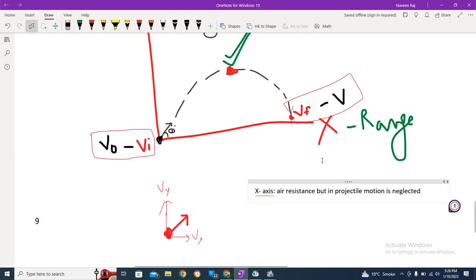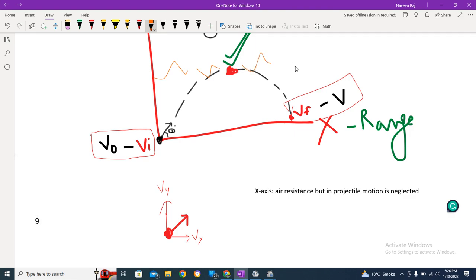We just neglect the air resistance in projectile motion. If you see here, I'm making it with the diagram: there is air flowing, but there would be no impact of the air. While there would be gravity attracting it in the y direction.